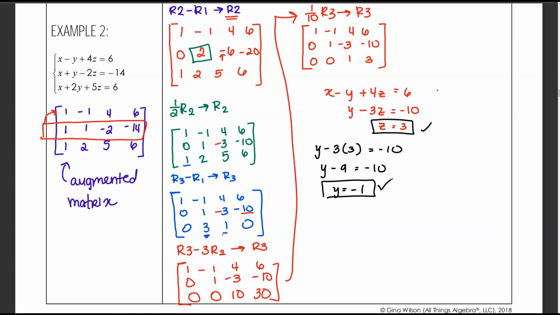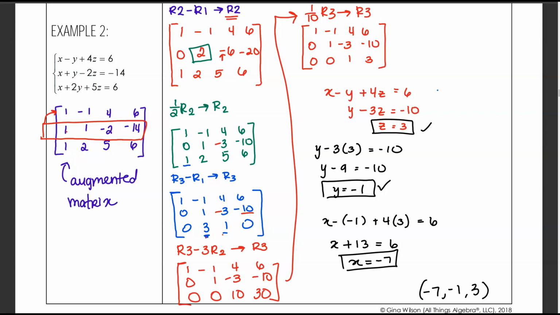I have z, I have y. I'm going to plug that into the first one. So I'm going to have x minus negative 1 plus 4 times 3 equals 6. So this becomes x plus 13 equals 6. So therefore x must equal negative 7. So our solution is negative 7, negative 1, and 3.